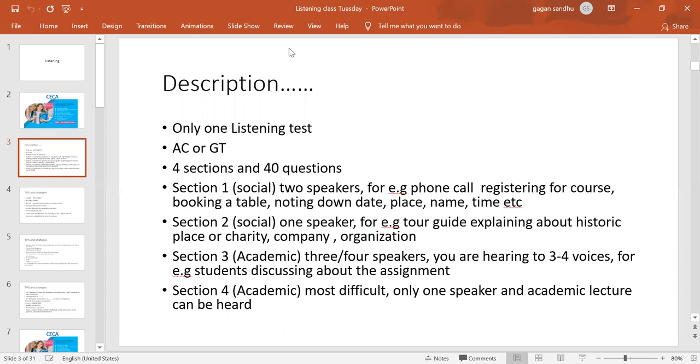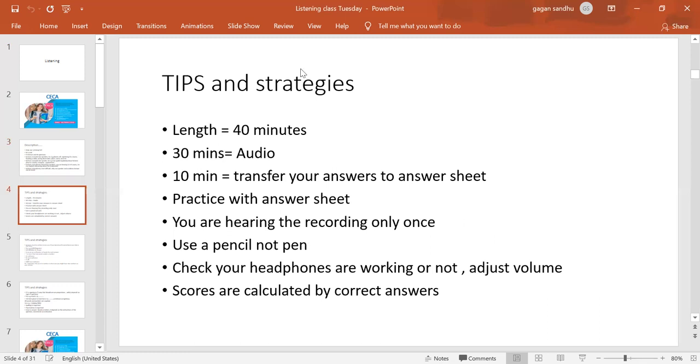So the talk, the conversation, the pieces of information shared in the first 2 sections and the last 2 sections are different. In the first 2, there will be general content. In the last 2, there will be more academic conversation in regards to study, education, or any particular presentation delivered by lecturers or industry people. So that sort of academic conversation. As for the number of speakers, the first section has 2 speakers, the second has 1 speaker, the third has 3 to 4 speakers, and the 4th section again has only 1 speaker. So this is the number of speakers you will be hearing in different sections.